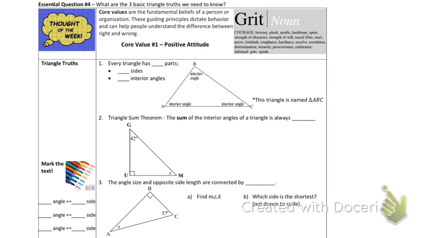We're going to do some 3 basic triangle truths that we need to know. Again, this should be review, but it's going to get us into understanding the IM2 stuff so we can master it a little quicker. So let's get started with the first couple triangle truths here. Very simple. The thing we have to understand is that every triangle has 6 total parts. That's 3 sides and 3 interior angles.